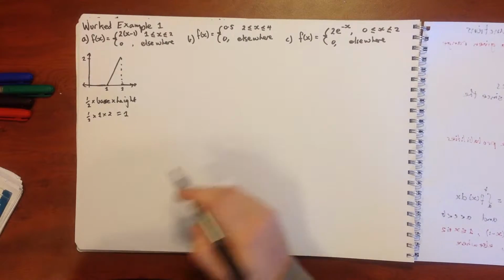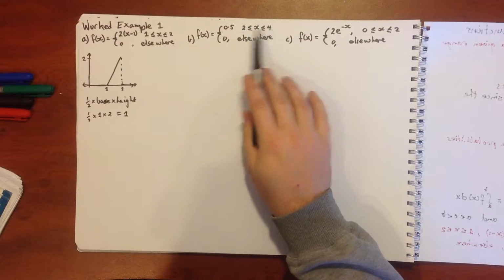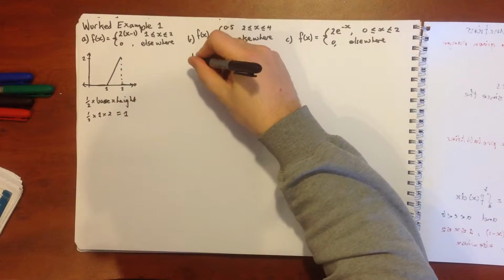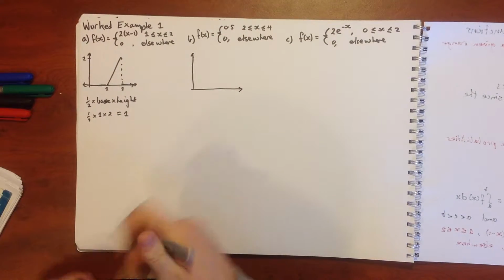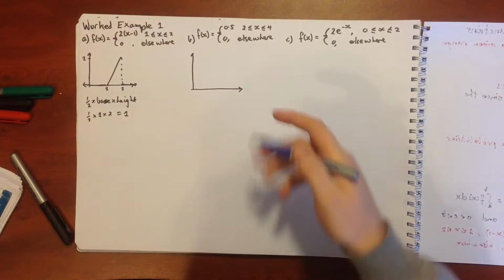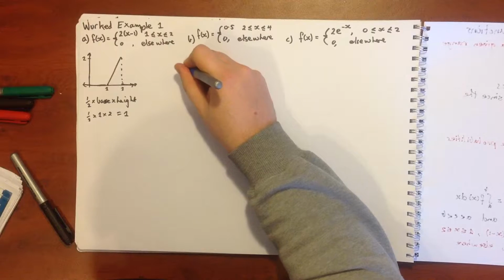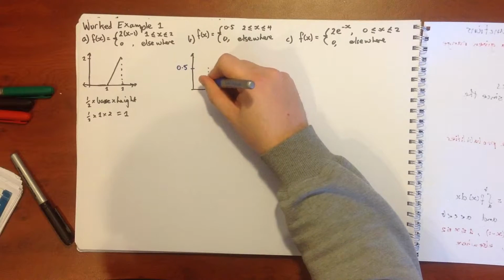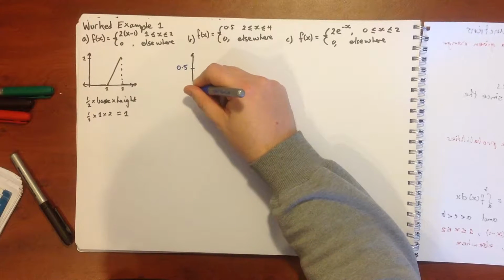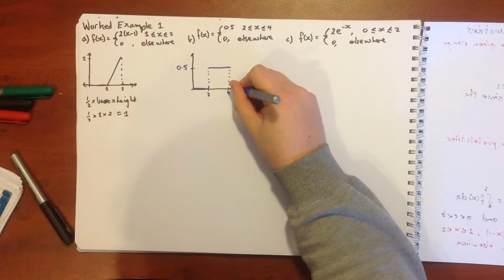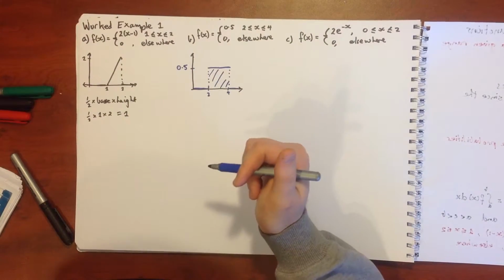For the next one, we've got f of x equals 0.5 between 2 and 4 and 0 everywhere else. So if we're to draw that, go to our axes. We've got 2, we've got 4, we've got 0.5. What we're saying is we've got a graph like this and 0 everywhere else, and we're looking at this area under here. So it's always positive, tick, so we're fine there.